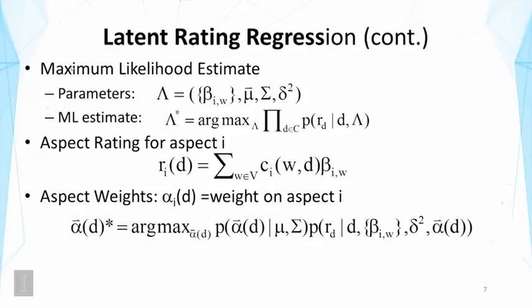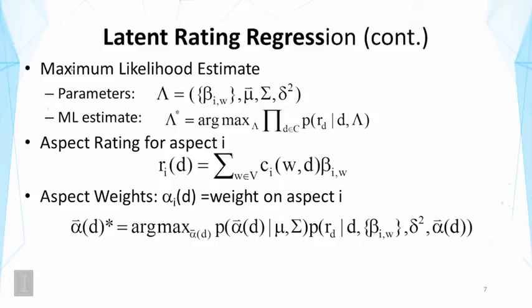Now we can, as usual, use the maximum likelihood estimator, and this will give us the settings of these parameters that would maximize the observed ratings conditional on their respective reviews. And of course, this would then give us all the useful variables that we are interested in computing.